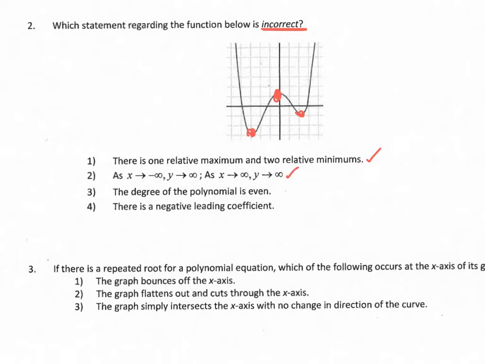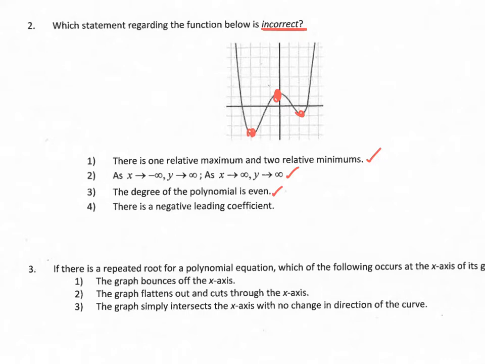Okay, choice 3. The degree of the polynomial is even. Yes, if it opens in the same direction, see how it's opening up on the left and on the right of our graph? That means it's even. It's only odd if it opens up in opposite directions. Okay, so this one is true, so choice 4 must be the answer, but let's just read it to make sure, because you might have made a mistake somewhere above. There is a negative leading coefficient.